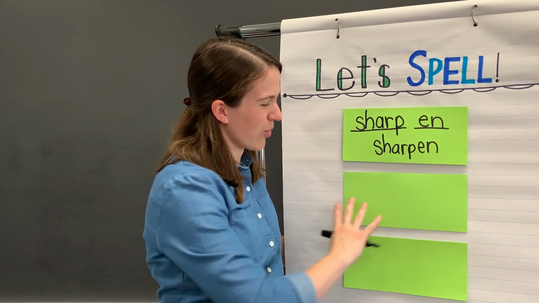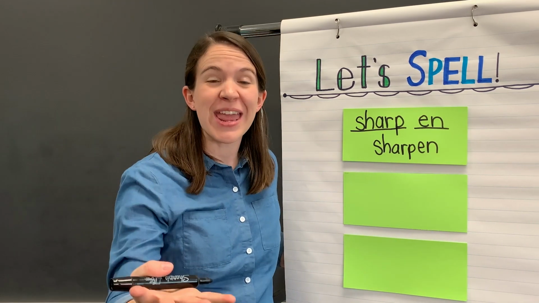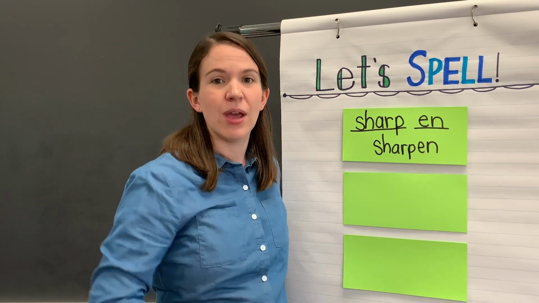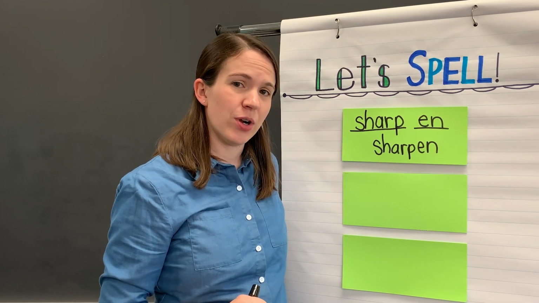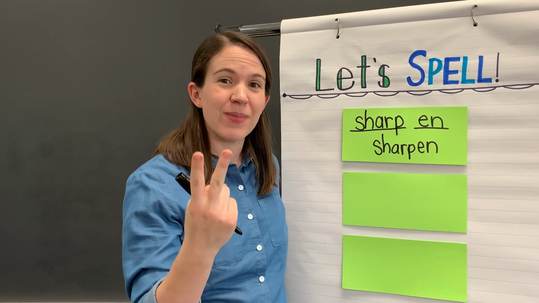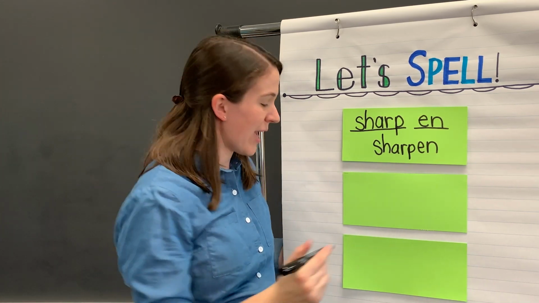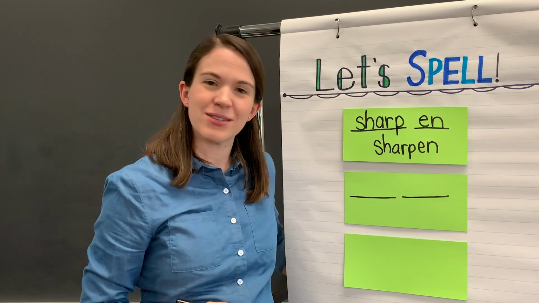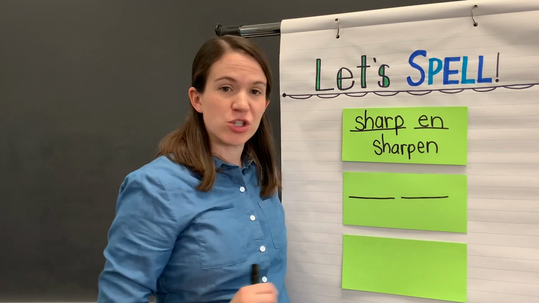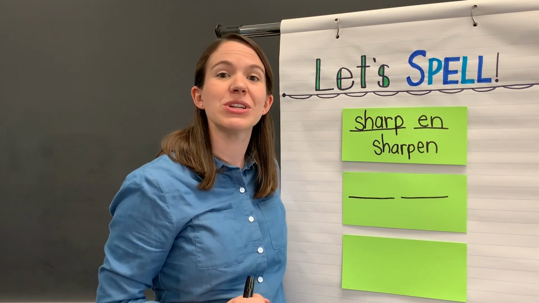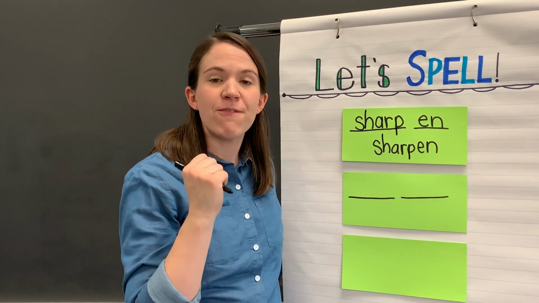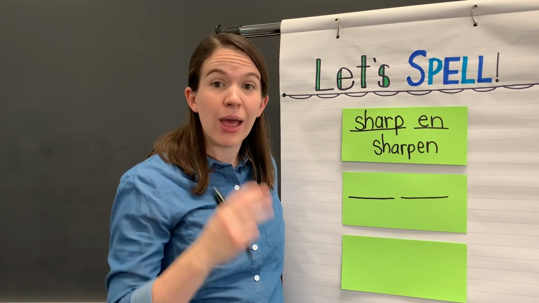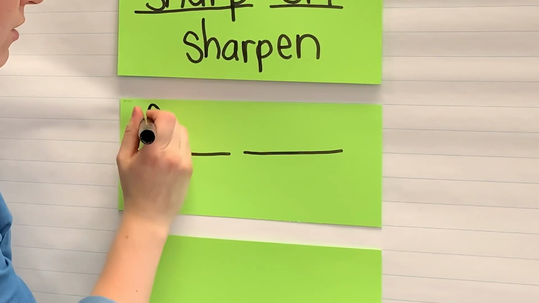This word that we're going to write is famous. Say that word with me. Famous. I hear 2 parts in this word. Fame, us. Let's draw a line for each of those parts. Now, let's start with the first part and stretch it out to listen for the sounds. Fame. How many sounds do you hear in that part? I hear 3 sounds.